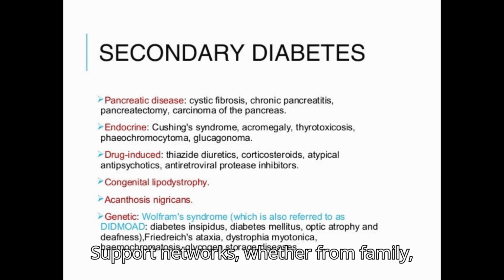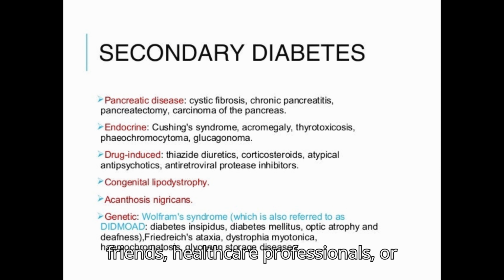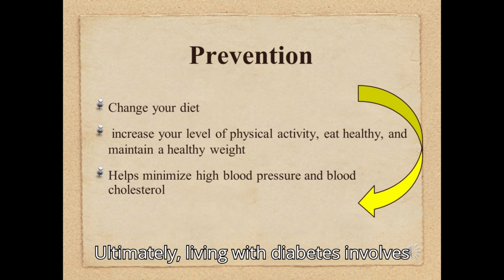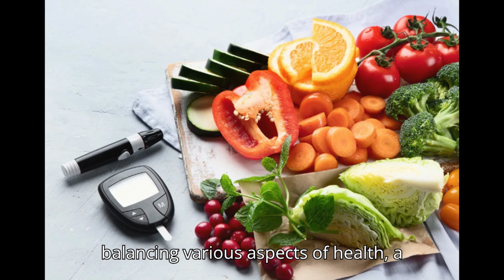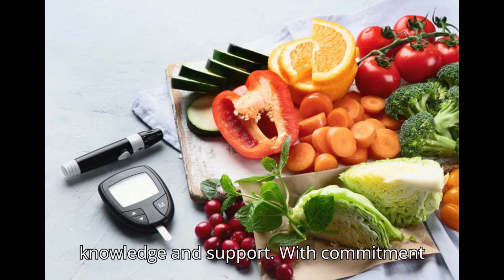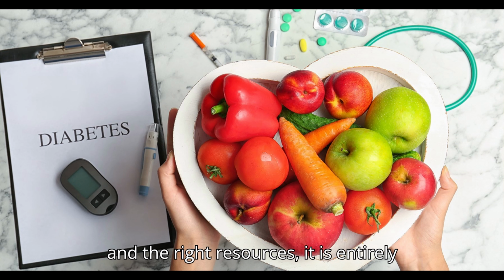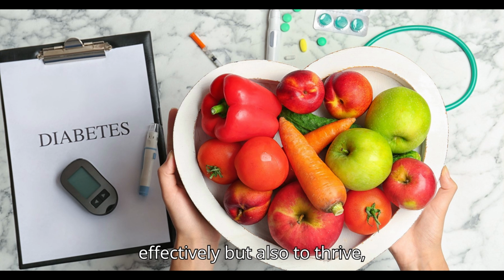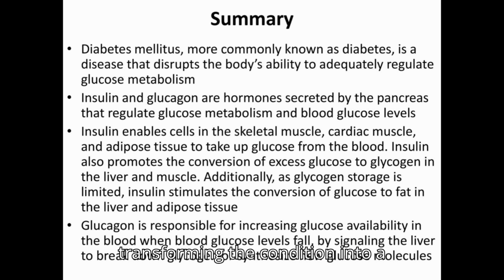Support networks, whether from family, friends, healthcare professionals, or online communities, are invaluable for providing emotional strength and practical advice, helping to alleviate the sense of isolation that often accompanies chronic conditions. Ultimately, living with diabetes involves balancing various aspects of health, a skill that can be honed over time with knowledge and support. With commitment and the right resources, it is entirely possible not only to manage diabetes effectively but also to thrive, transforming the condition into a manageable part of life rather than a hindrance.